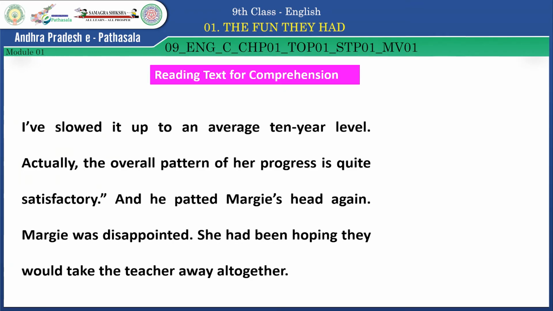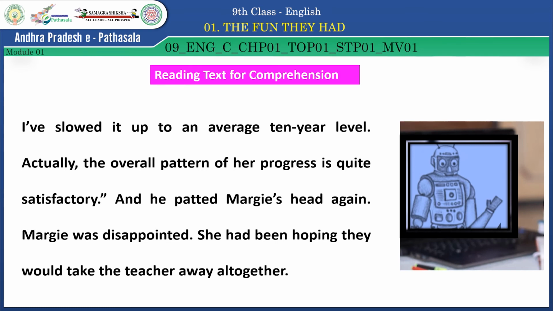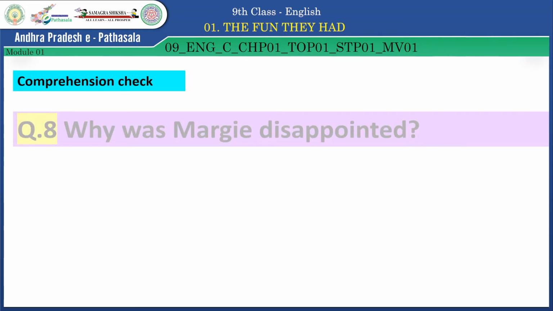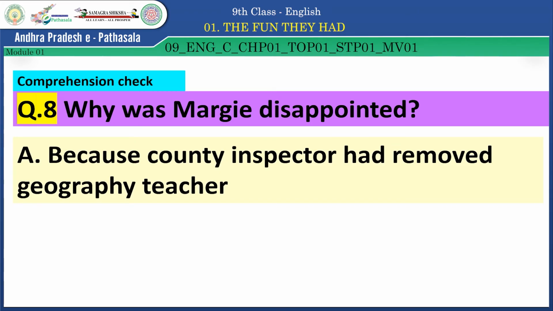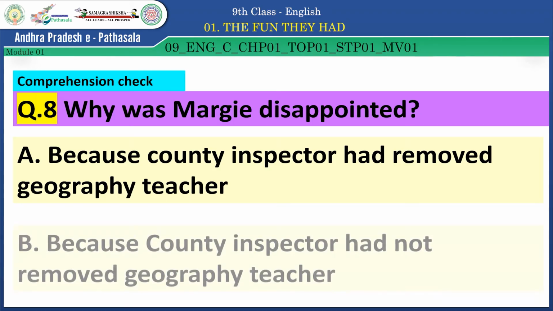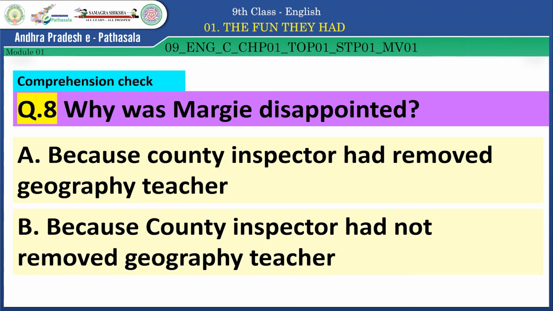"I have slowed it up to an average 10-year level. Actually, the overall pattern of our progress is quite satisfactory." And he patted Margie's head again. Margie was disappointed. She had been hoping they would take the teacher away altogether. Here is a question. Why was Margie disappointed? Because the county inspector had removed the geography teacher, or because the county inspector had not removed the geography teacher?